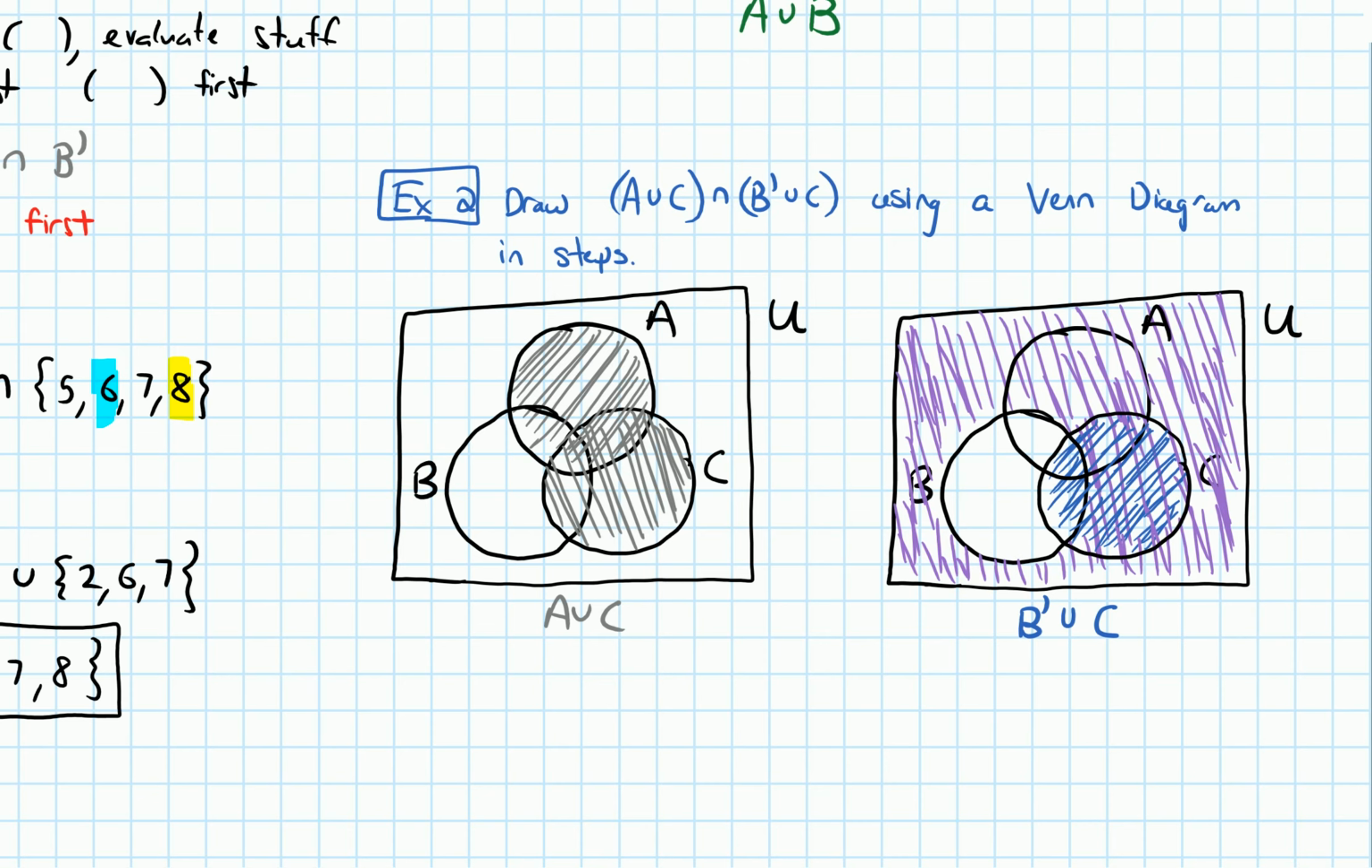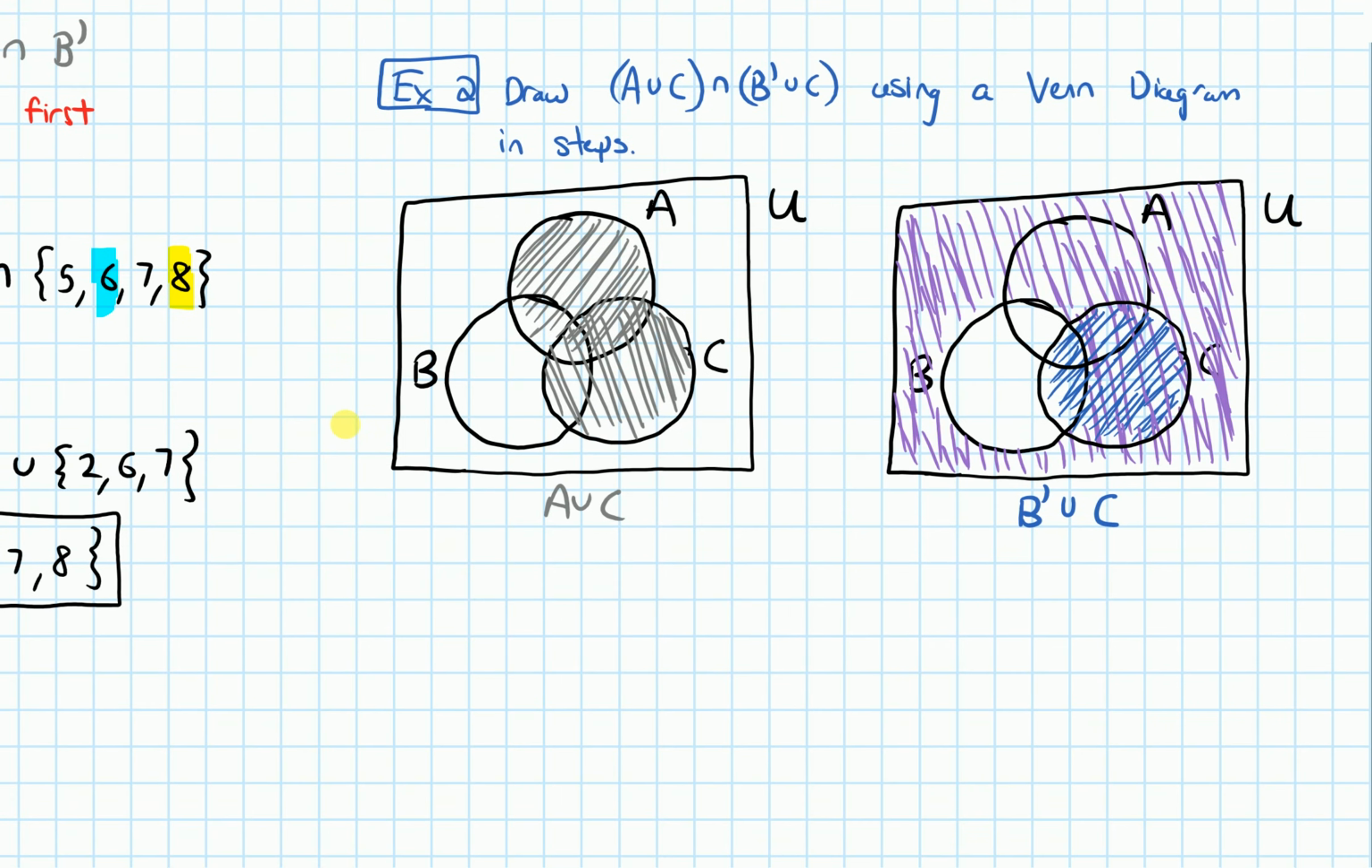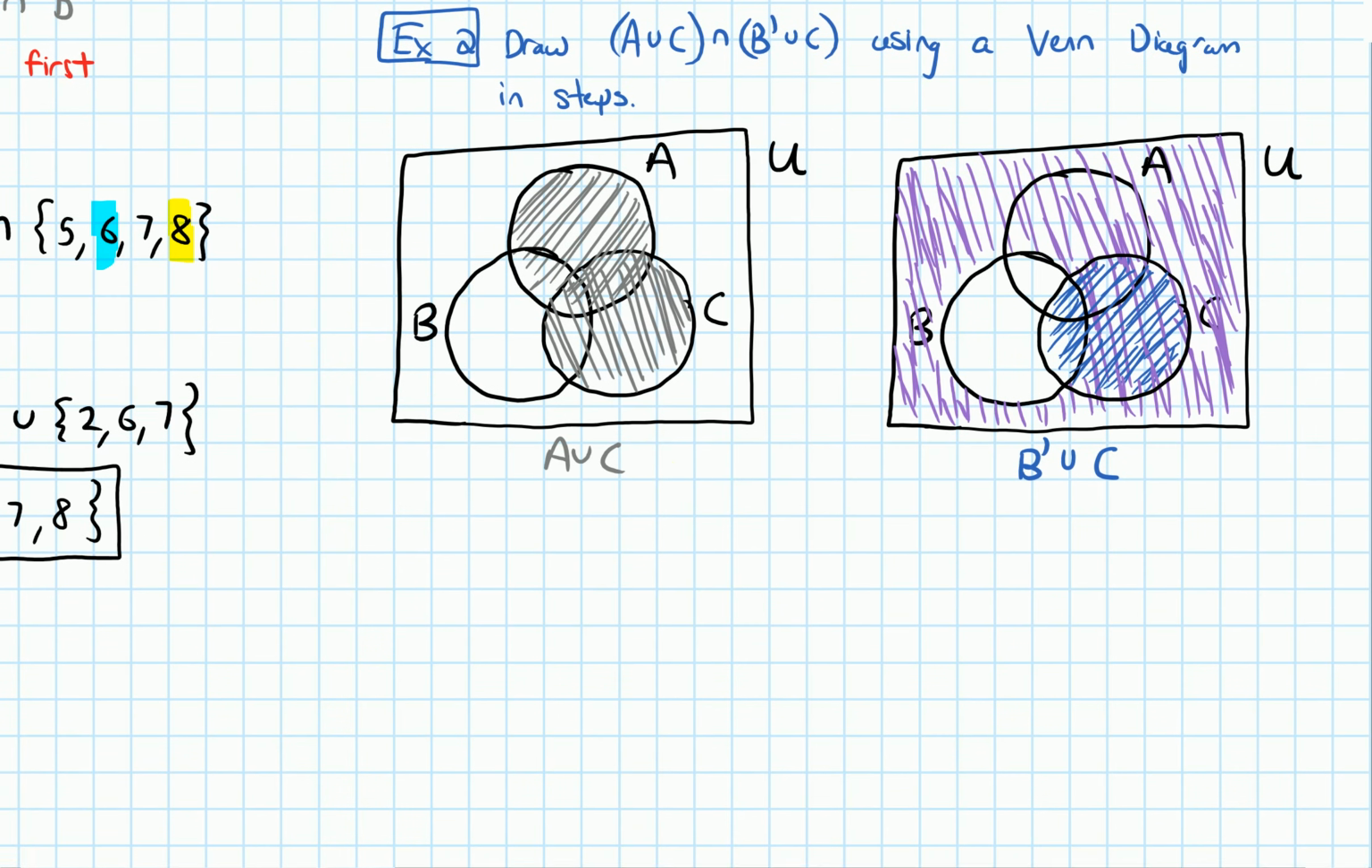So overall in the second picture here, everything that's shaded, so the blue region I had drawn first inside the circle C, as well as this purple region that I shaded afterwards, that's in B complement, all that shaded stuff together is B complement union C. All right, so now let's put this together, because what I need to do is I need to take the intersection of these two sets.